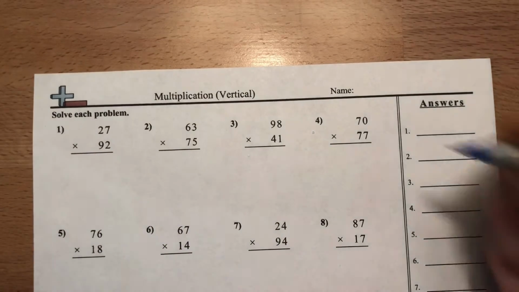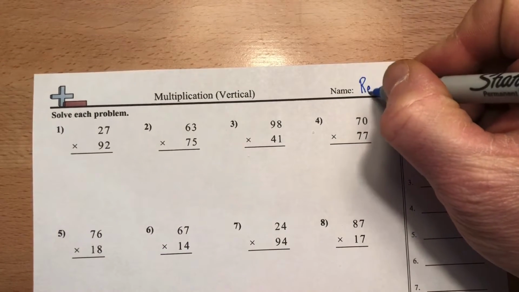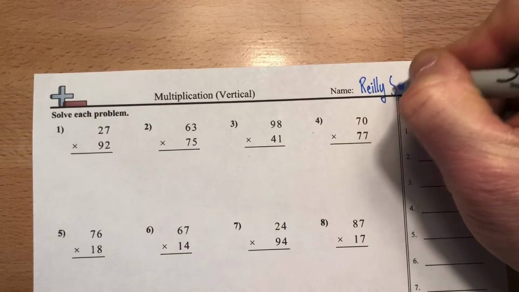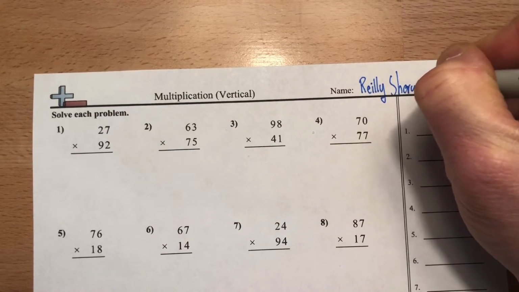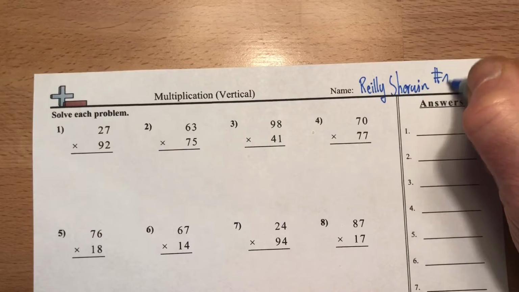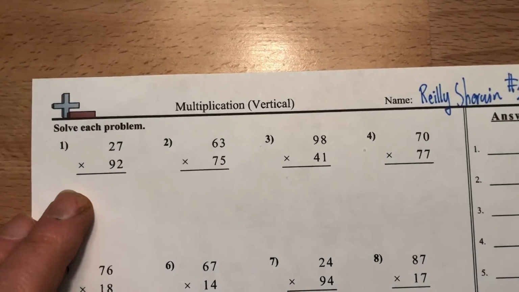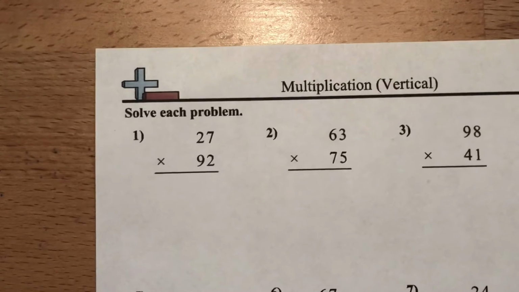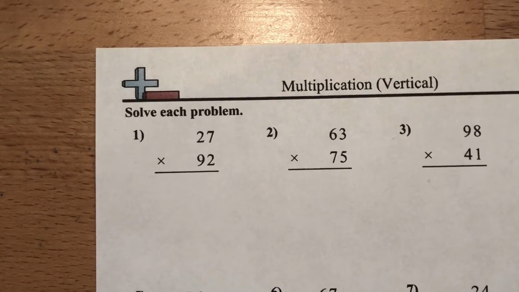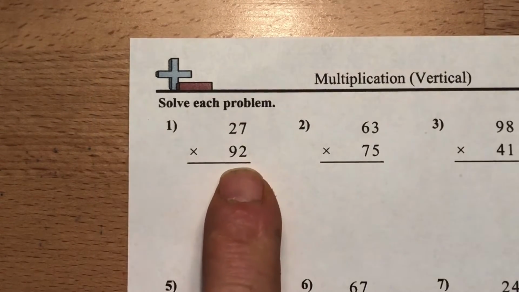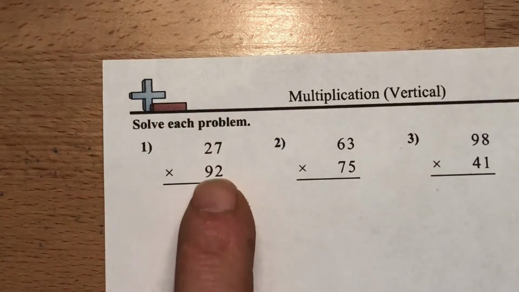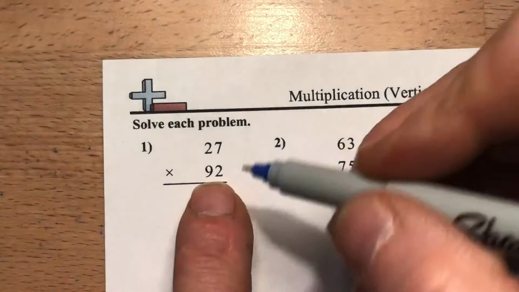So let's get started here. First of all, I want to put my name on top. Okay, and get started with number 1 right here. I'll zoom in. I always start with this base ones place here, right? This is 92 times 27. So that's what I'm going to do.